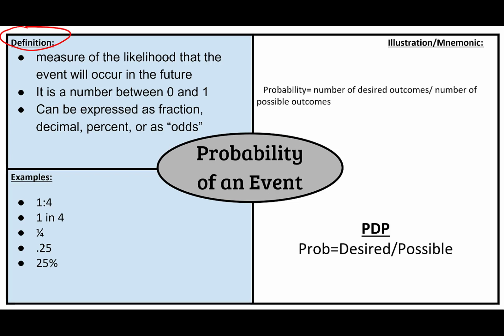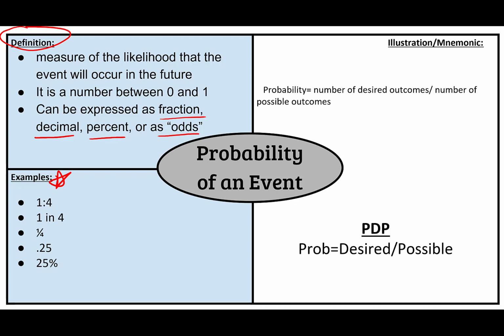It is always a number between 0 and 1, and probability can be expressed as a fraction, as a decimal, a percent, or as odds. So we often see probability reflected in one of these four ways: a fraction, a decimal, percent, or as odds. We see some of those examples down here below, right? The first two are more or less odds.